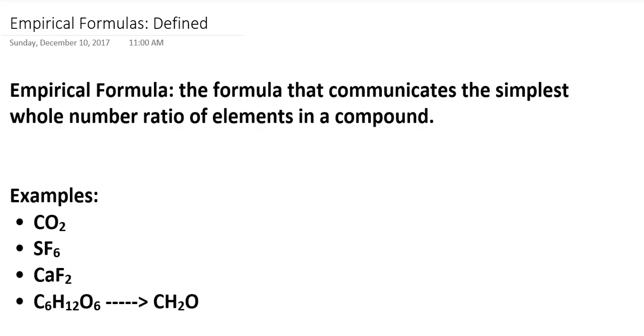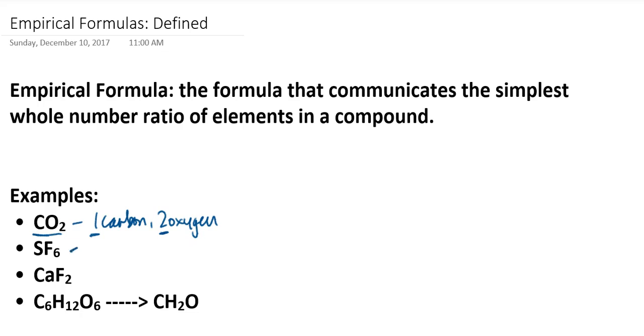elements within a compound. So for example, I've listed a few compounds here on the slide. If we take a look, here is the formula for carbon dioxide. Essentially, that means I have one carbon atom for every 2 oxygen atoms in carbon dioxide. Now notice that this ratio, 1 to 2, is already the simplest whole number ratio. In other words, there are no common factors between 1 and 2.